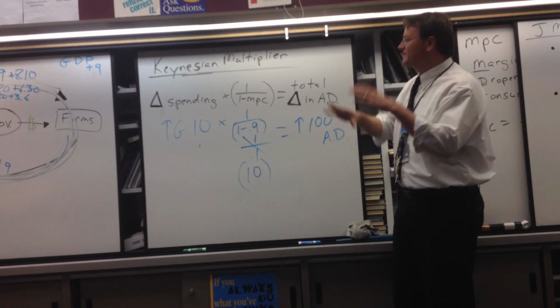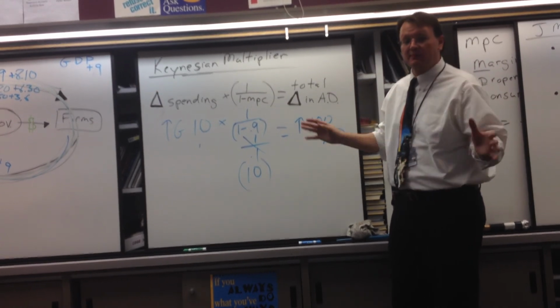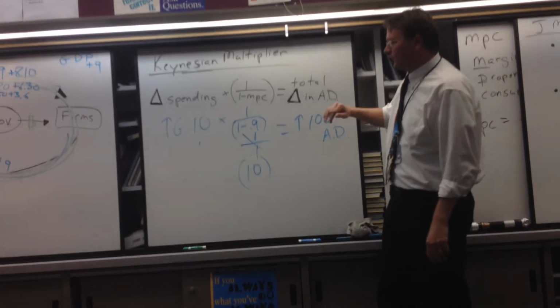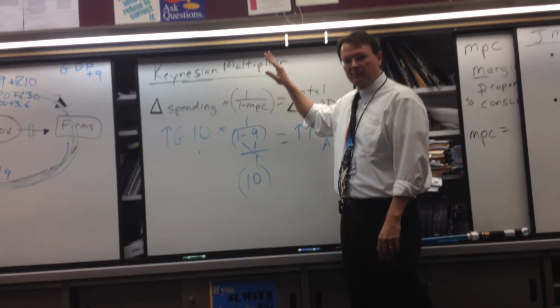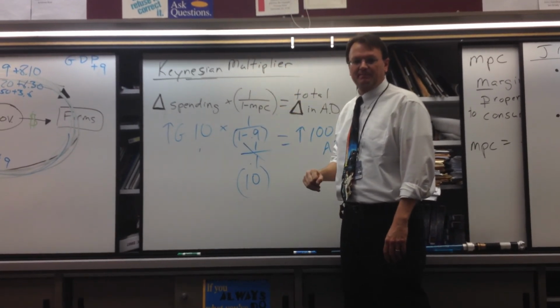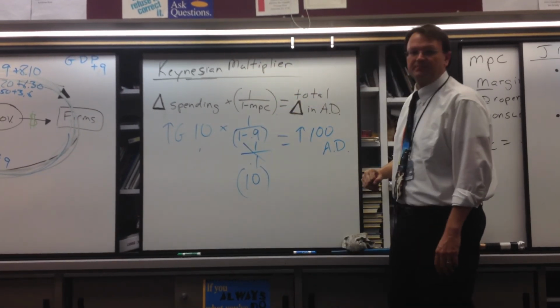That's called the expansion multiplier, the spending multiplier, but I prefer to call it by its original name, the Keynesian multiplier. Is it still recording?